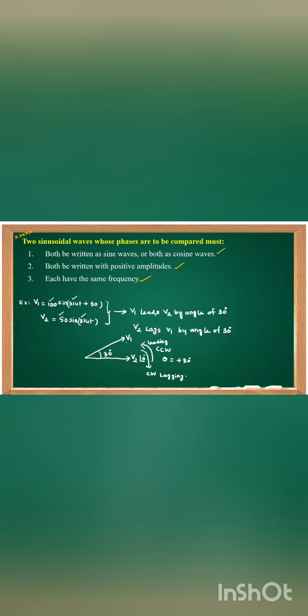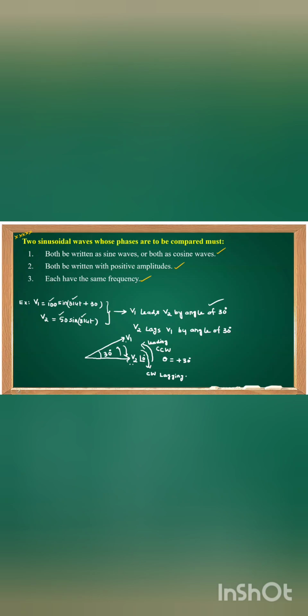Now, how to say this one? V1 leads V2. We are measuring like this now. If we measure like this, V2 lags V1. V2 lags V1 by an angle of 30 degrees. V1 leads V2 by an angle of 30 degrees or V2 lags V1 by an angle of 30 degrees. Both statements are correct. Clear, friends? I will give some examples, then you get a clear idea.